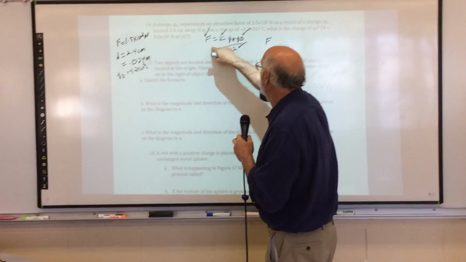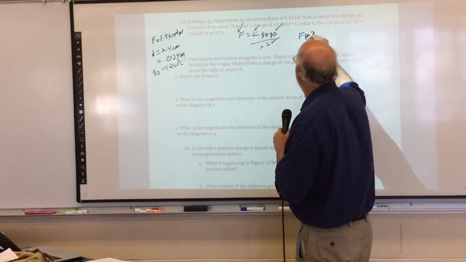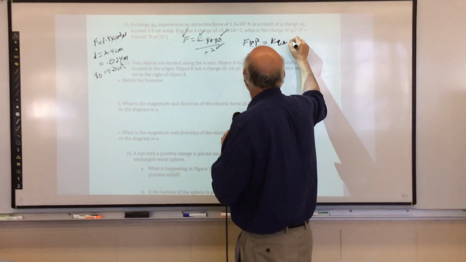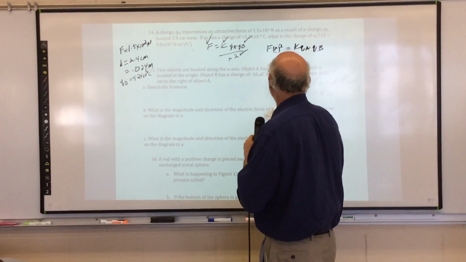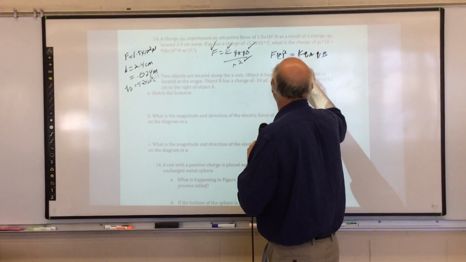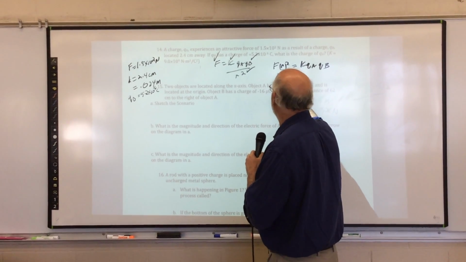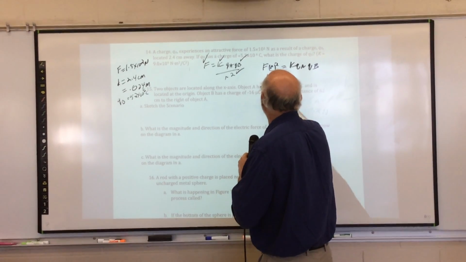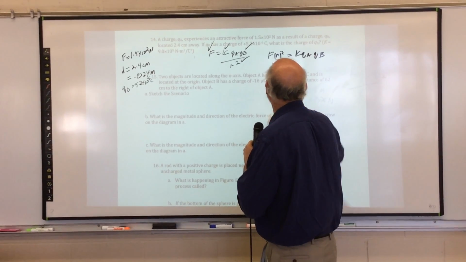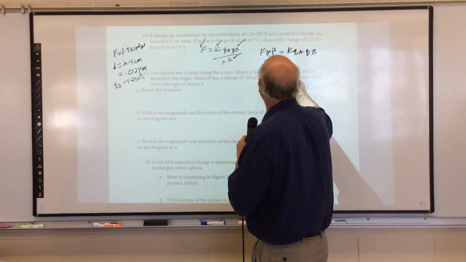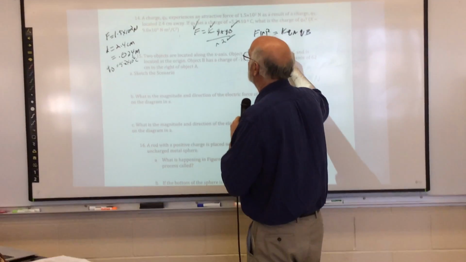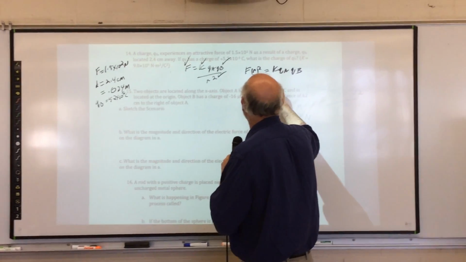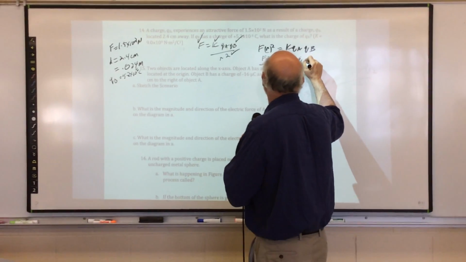So I'm going to take the r squared and bring it up. Okay? And that's going to be K, QA, QB. And now I just take these and divide through. So I go force, radius squared divided by k times the QB, because we're looking for QA, is going to be the QA.